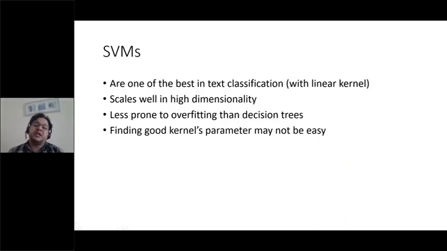The SVM, especially the linear kernel, is one of the best in text classification in NLP. Of course, in NLP, deep learning does better, but before the advent of deep learning, the SVM was the way to go. It scales very well in high dimensions. It's less prone to overfitting, for example, than decision trees. Of course, finding good kernel parameters might not be easy, so you need to try a lot of kernel values like the sigma or the D to find the best one.